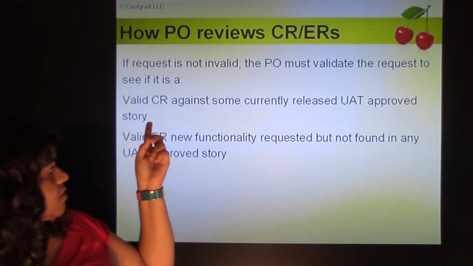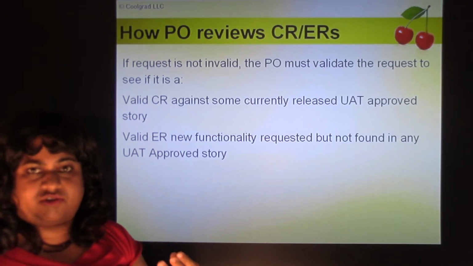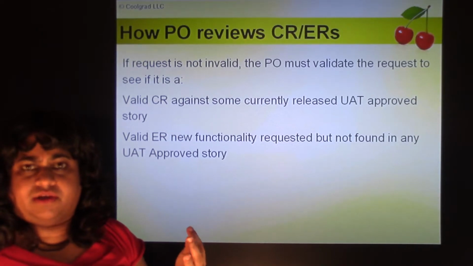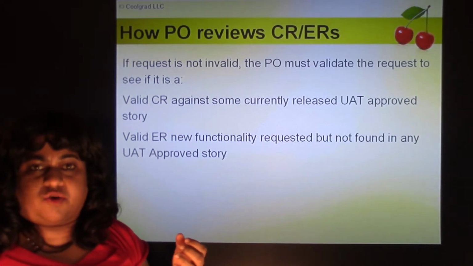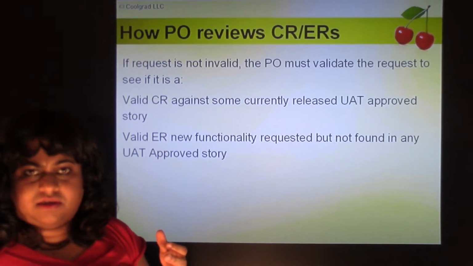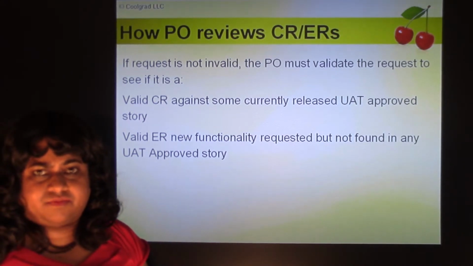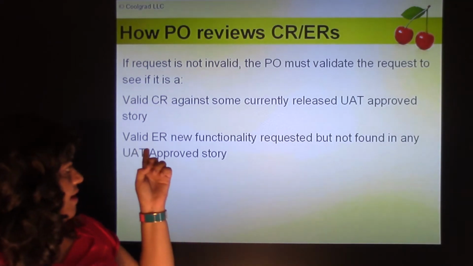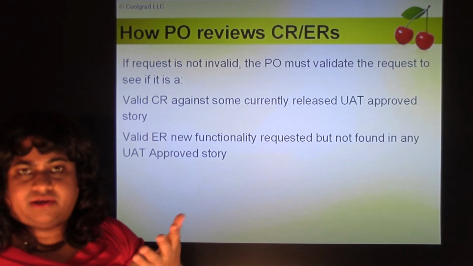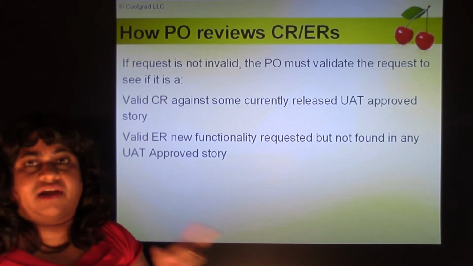So they validate the CR against some currently released UAT approved story. So the BST has probably put in the links to the story saying, hey, this is probably a change request related to this previously implemented story. So the product owner identifies all the stories which are currently in production, and they say, for all these reasons, these are the stories whose functionality is requested to be changed, and they mark it a valid CR. And a valid ER is when they could not find the existing functionality in any user story and they ask for new functionality. So it's a valid ER. So the product owner says it's a valid CR or valid ER.